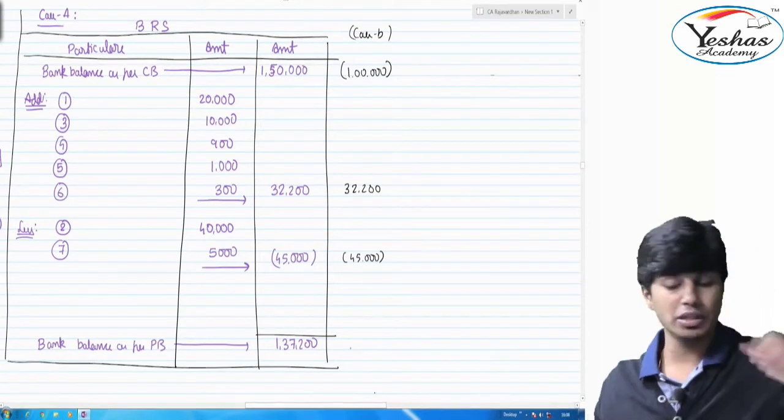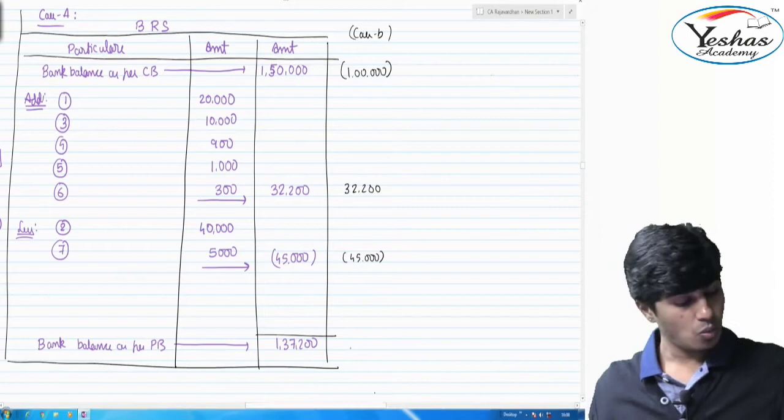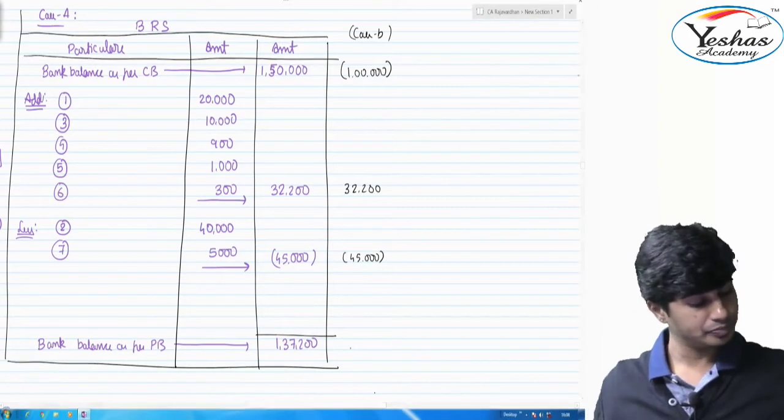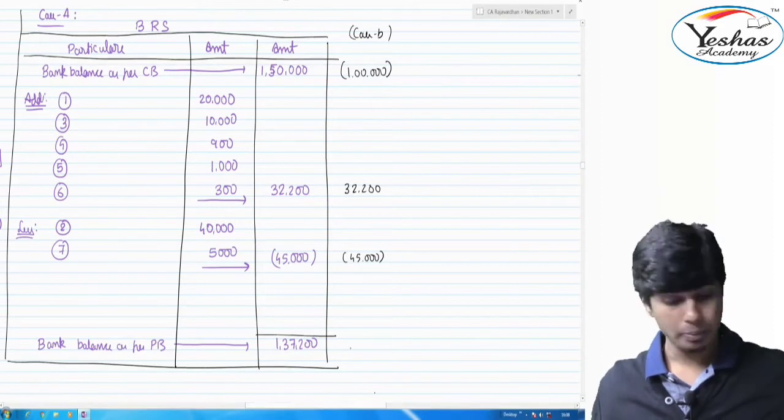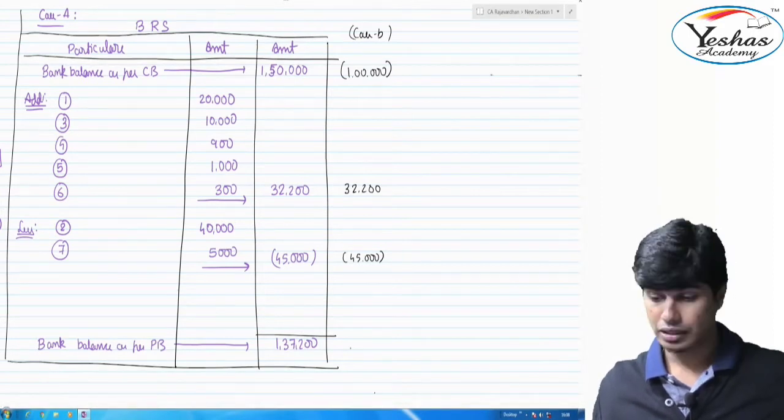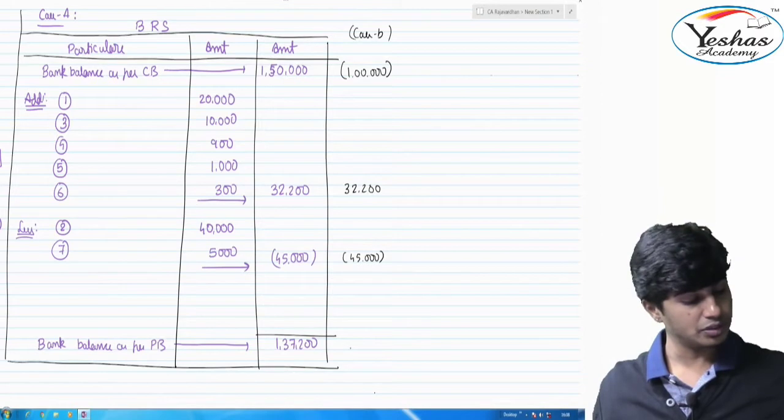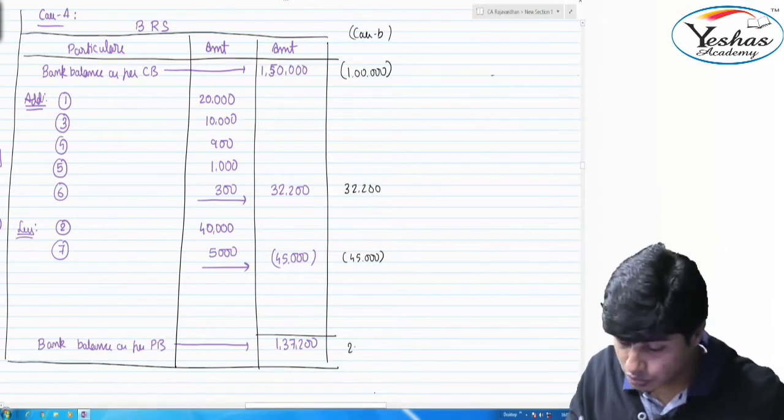Now tell me how much will be the balance as per passbook? 1 lakh. So this is minus 1 lakh, sorry. Minus 1 lakh plus 32,200 plus 45,000. That is 22,800.